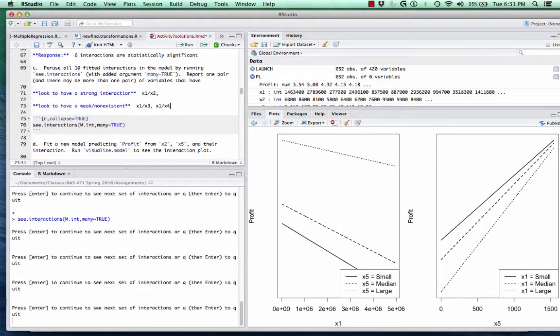And this looks to be fairly weak as well. The nature of the relationship between, say, profit and x5 looks to have about the same strength regardless of the x1 values of the individuals we're looking at.